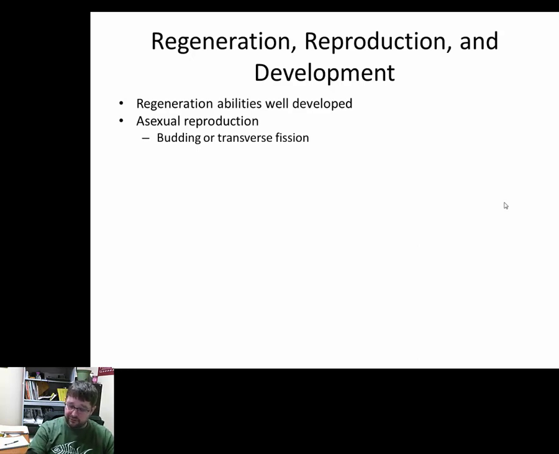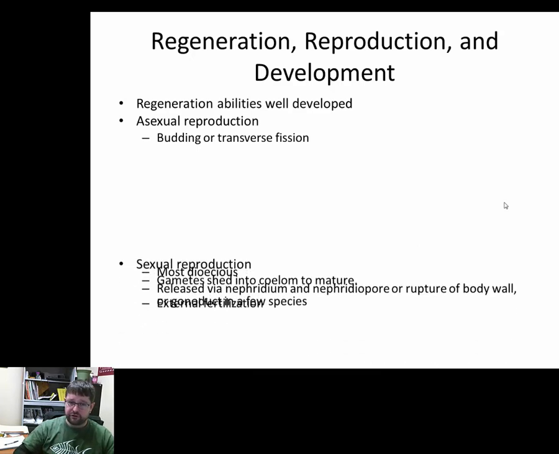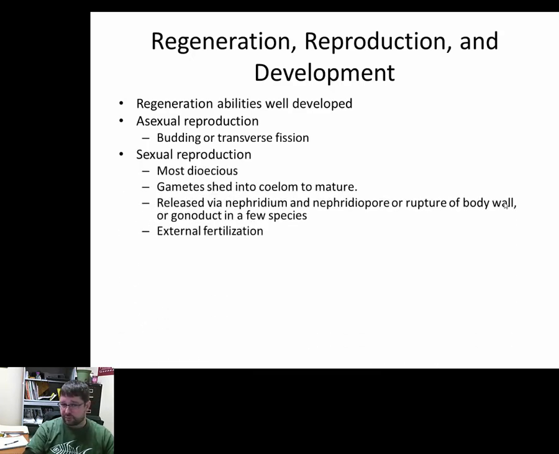They can go through asexual reproduction, so they can bud. They can go through transverse fission. They can also do sexual reproduction. In the case of polychaetes, most are dioecious, so there is a male and a female. Gametes, the sperm or egg, will be shed into the coelom and then mature inside that coelom. Again, this is one of the advances of being able to compartmentalize or segment your body.